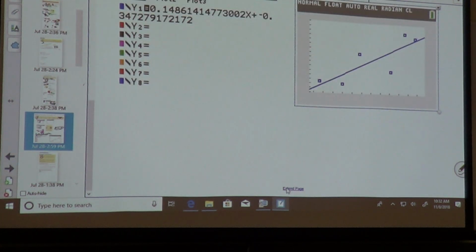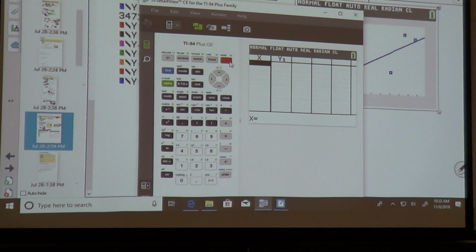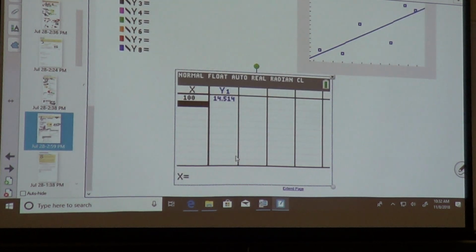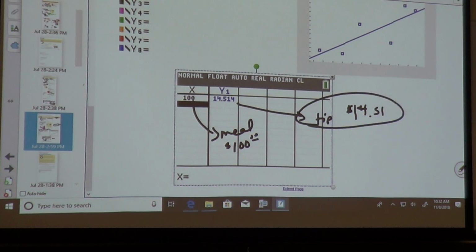And finally, I need to make my prediction. Where do I go to make my prediction? Second table. And what number am I predicting? 100. So, if I get a meal for $100, how much tip should I leave? $14.51. Cool? Feeling better about this.